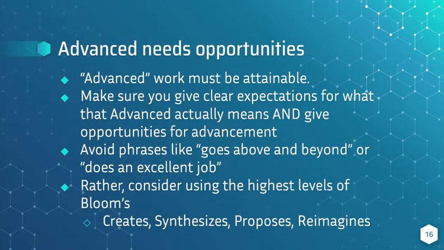Once you have identified the proficient target as well as the minimum for learning, we can then think about what advanced learning looks like. So be sure that first, advanced work is attainable. Oftentimes, teachers make the advanced level success criteria very difficult and nearly unattainable. So make sure you give clear expectations for what that advanced actually means and give opportunities for advancement.